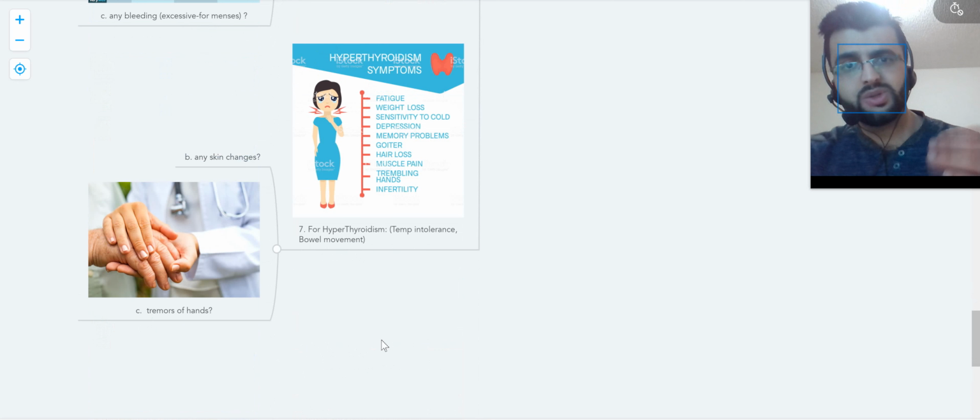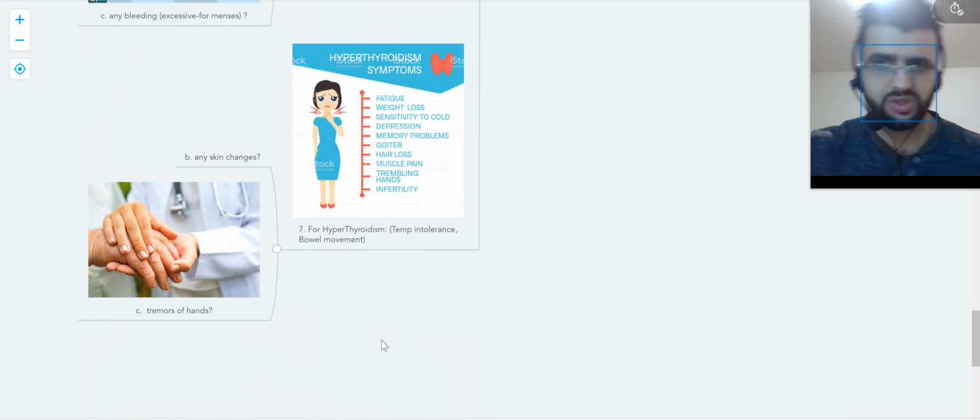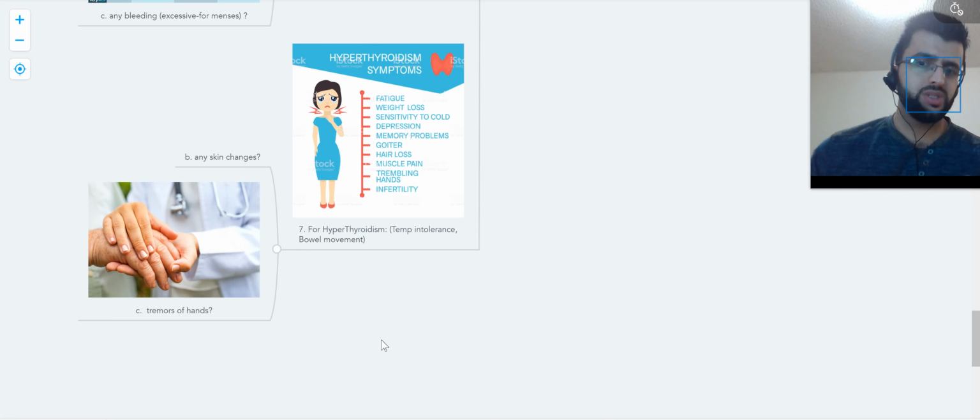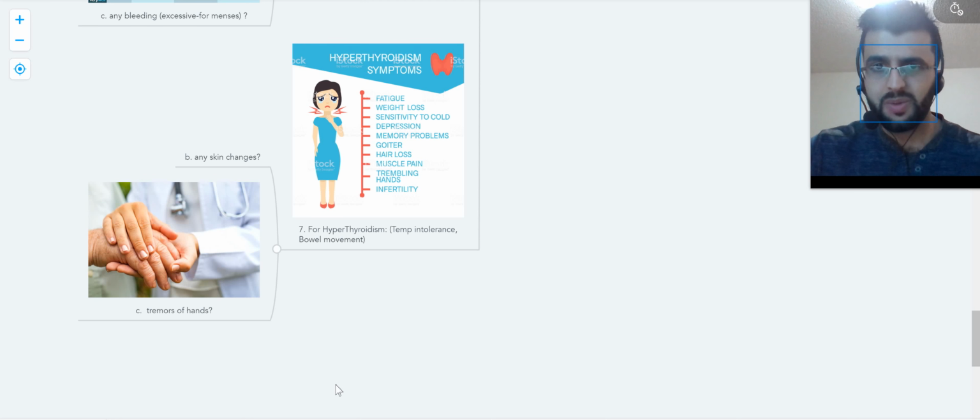For hyperthyroidism, this is a very important question. We gotta have it in our differentials. Do you have any fatigue, any weight loss? Skin changes, tremor of the hands? So these are the questions that we ask. We gotta ask smart questions because these questions are the ones that are gonna give us the answer.